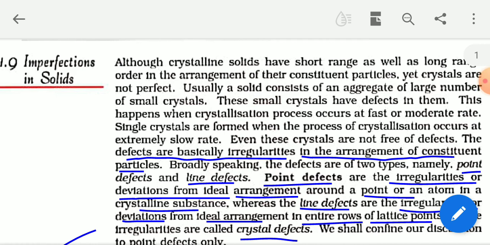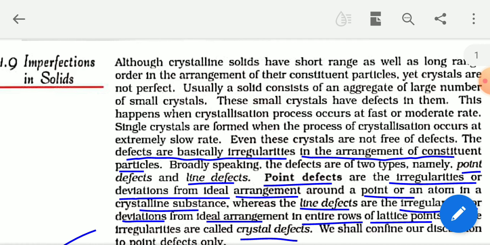In this video, I will discuss imperfection in crystalline solid. Imperfection or defects in crystalline solid. So first you have to know what is imperfection or defects in solids.